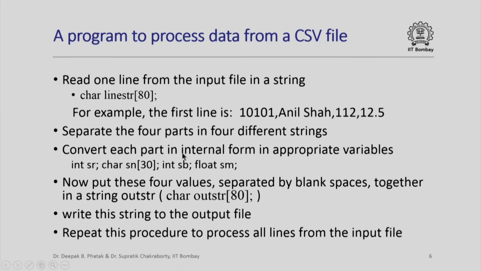Then we wish to convert each part into an internal form commensurate with the type of the variable that we use. For example, int sr and int sb will denote roll number and batch, float sm will denote marks for the student and char sn[30] will denote the name of the student. Next, we want to put these 4 parts, separated by blank spaces now, not comma, together in a string called out string. Let us say we define it as char outstring[80] and we want to write this string to the output file. We wish to repeat this procedure to process all lines from the input file.